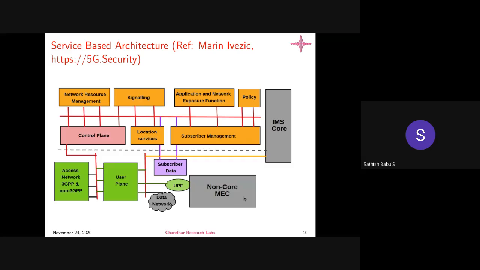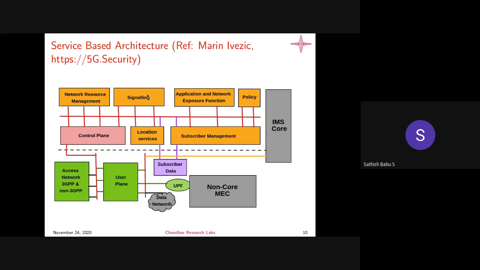So right now we will ignore this from our discussion. Now coming back to the control plane, I already told you a lot of functions. Network management and resource management: I introduced the network exposure function and network repository function, which come under here. So all network related services are provided here, and they are connected to the common interface. This red line is the common interface, connected to the control plane.